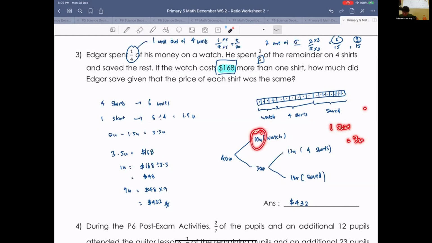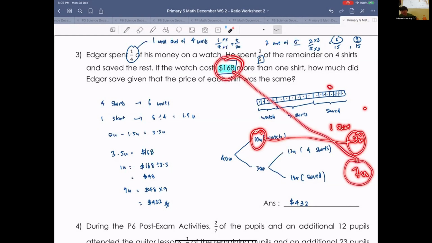Then the watch and the shirt, the difference is 7 units. And 7 units will be equal to 168. So now I'm not using decimal. So 7 units is equal to 168. 1 unit is equal to 24. Now you need to find 18 units. 18 units is 24 times 18. And you'll get back the same answer, 432. Same.